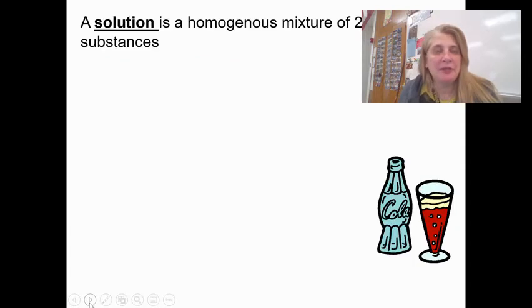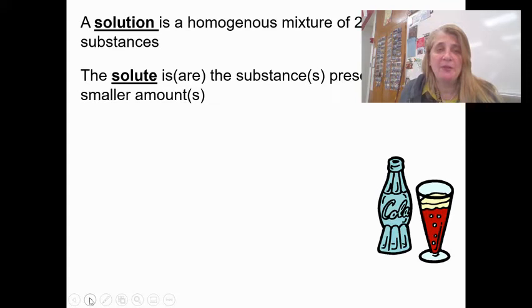So, molarity is a unit that describes solutions. A solution is more common than you think. Most things are solutions. It is a homogeneous mixture of two or more substances. Typically, when we say homogeneous, we mean that you cannot see the different pieces and parts. They're mixed together in a way that makes them look like one substance.